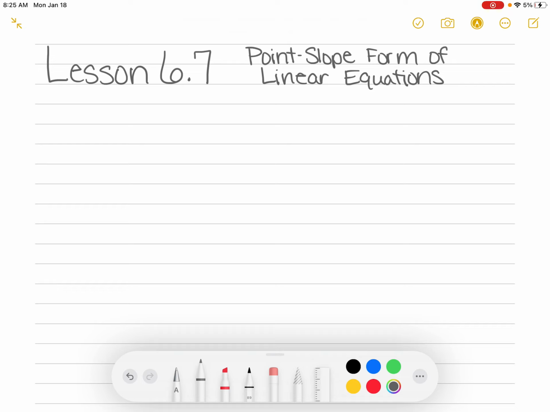But before we start talking about point slope form, we're going to go back to our slope intercept form.